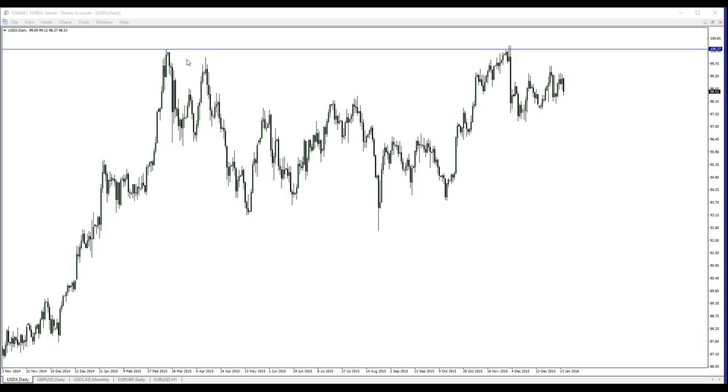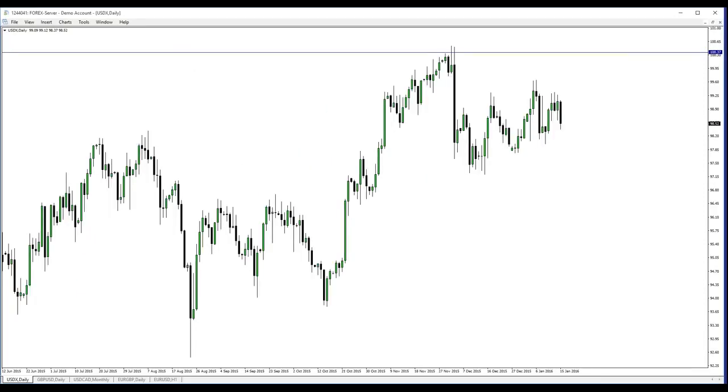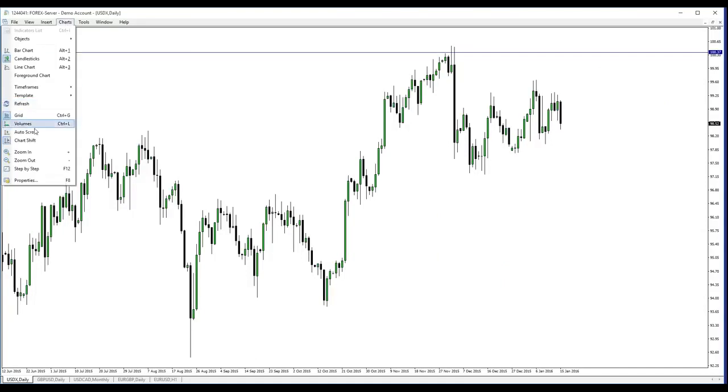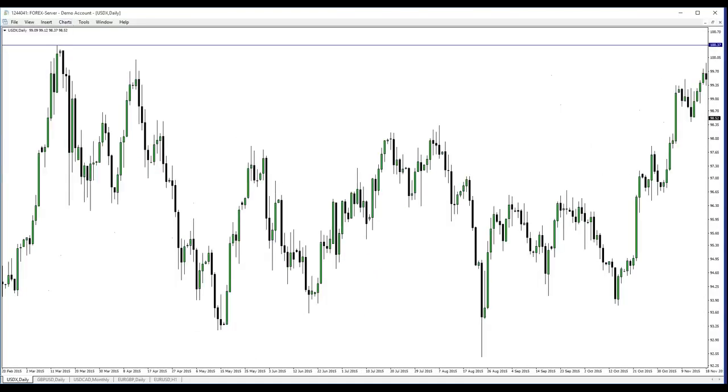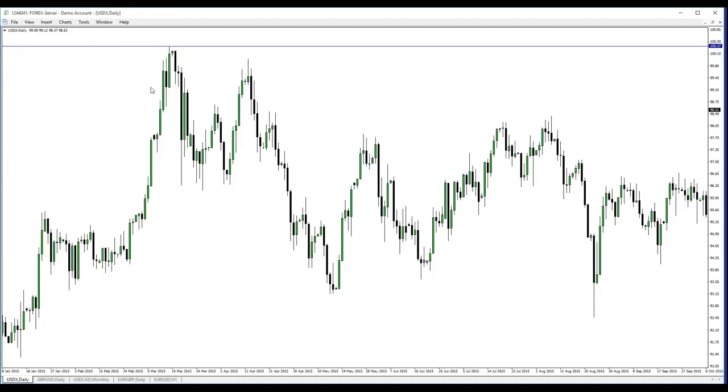Let me zoom in here. And let's take this off. You can hear my puppy snoring, but just deal with it. So we have this up candle in here.